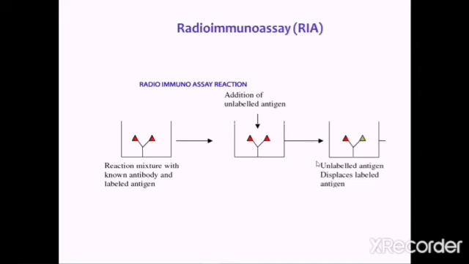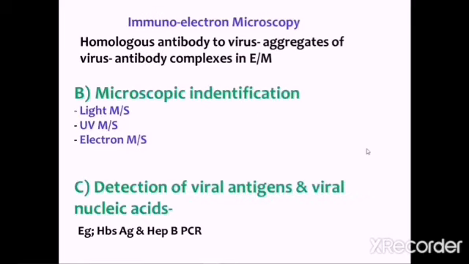The complexes between the antigens and antibody can be separated and the amount of radioactivity is then measured. The more unlabeled antigen is present, the less radioactivity would be there in the complex. Then is immunoelectron microscopy. If the antibody is homologous to the virus, the aggregates of virus antibody complexes can be seen with the help of electron microscope.